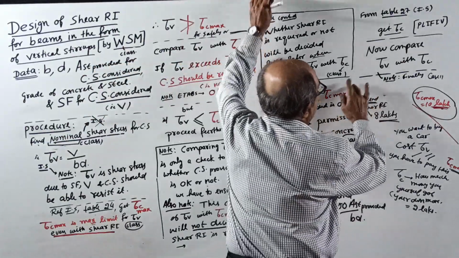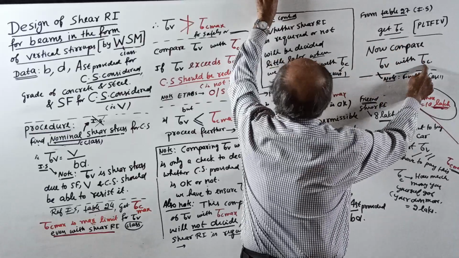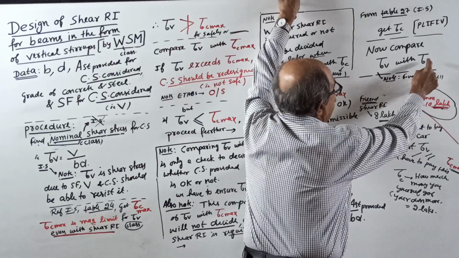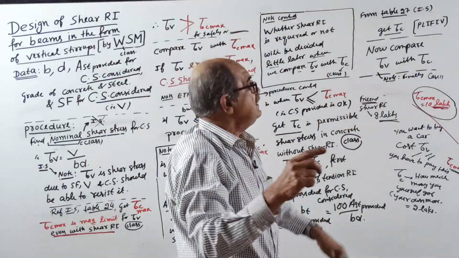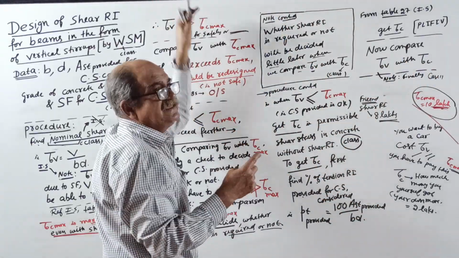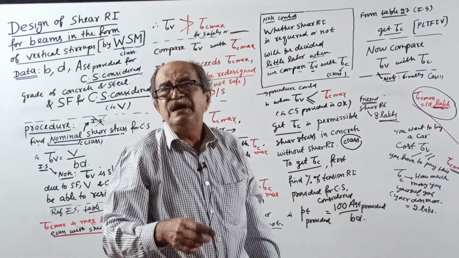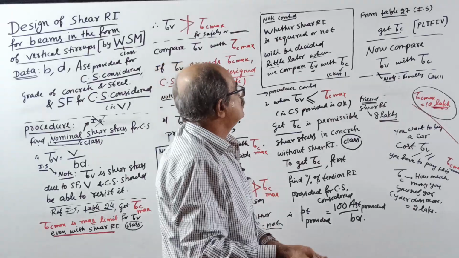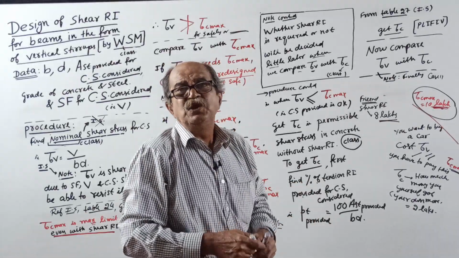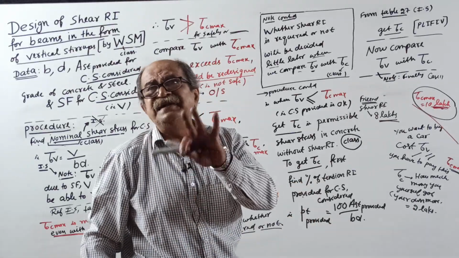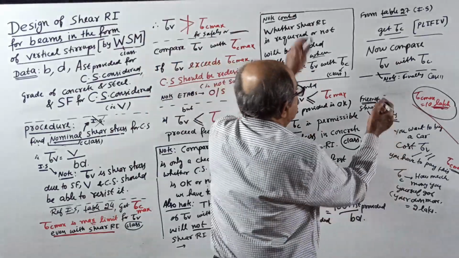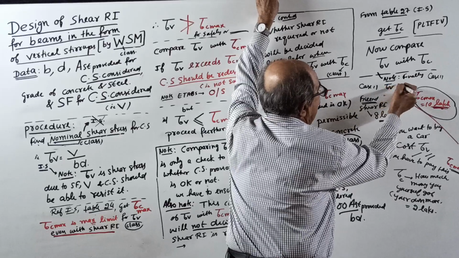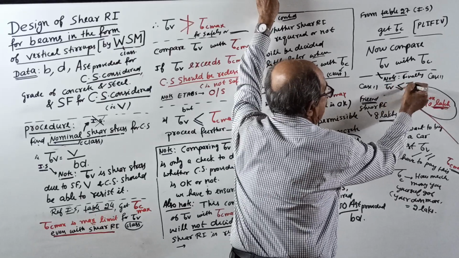Now, I told compare tau v with tau c. Now important. So right here, when we compare tau v with tau c, it is understood that the section is already safe, means the tau v is not more than tau c maximum. So you are not buying a car more than 10 lakhs. Okay, understood. Case 1. That is tau v less than or equal to tau c.